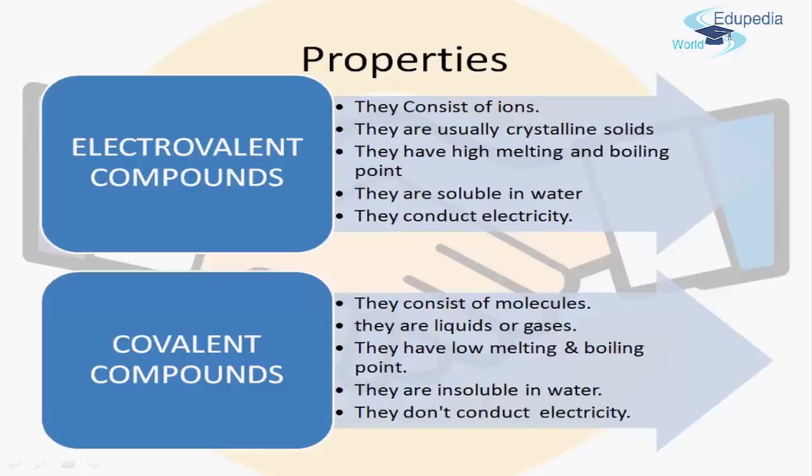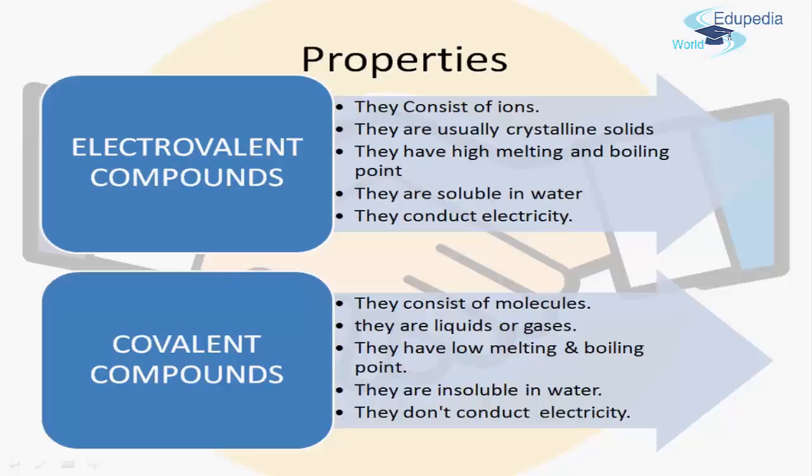Fourth, they are soluble in water, but they are insoluble in organic solvents like ether, acetone, alcohol, benzene, etc. For example, sodium chloride is soluble in water but insoluble in organic solvents like benzene and kerosene oil. Ionic compounds dissolve in water because water has a high dielectric constant, due to which it weakens the attraction between the ions. Organic liquids like benzene and kerosene oil cannot do this.